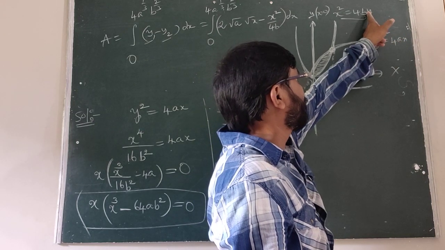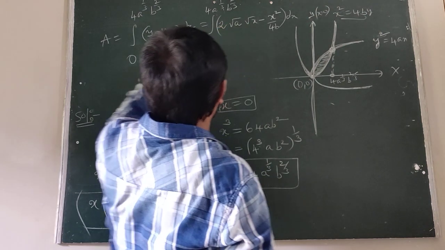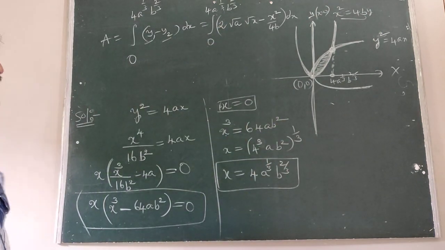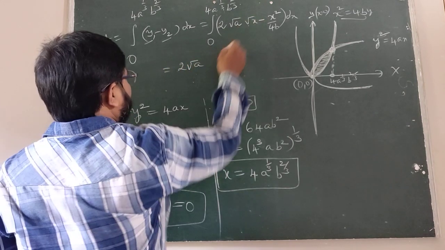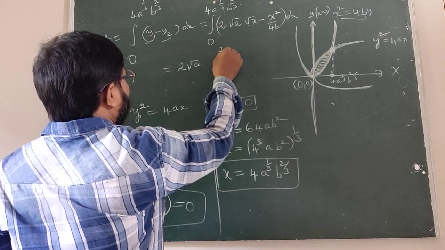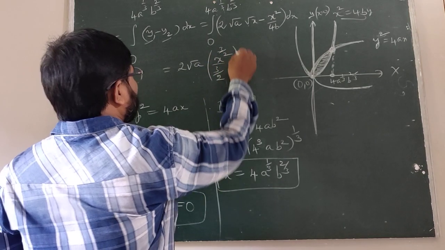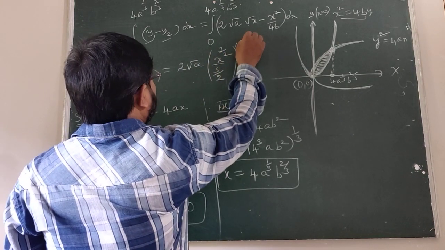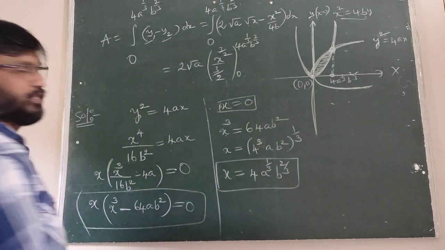Here, the 4b is sent to the other side, x square by 4b. That is nothing but y1 minus y2. Therefore, now this is 2 into root a. What is the integral? x power 3 by 2 by 3 by 2. The limits are 0 to 4 into a power 1 by 3, b power 2 by 3. That is the first integral.